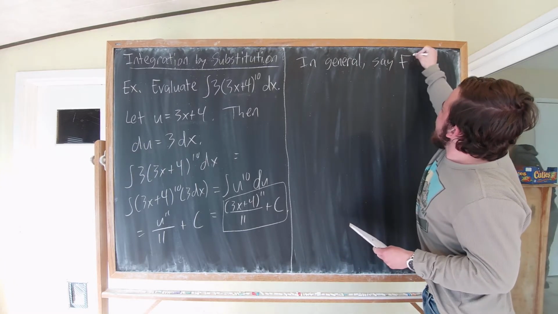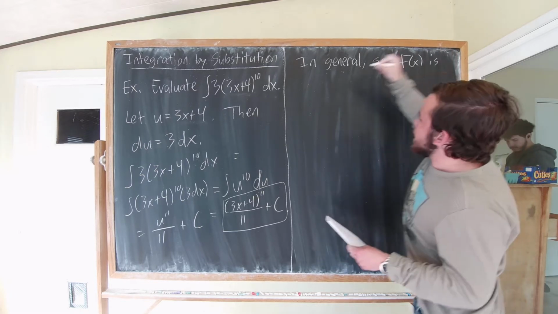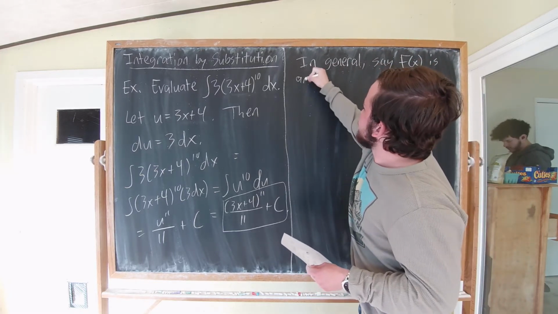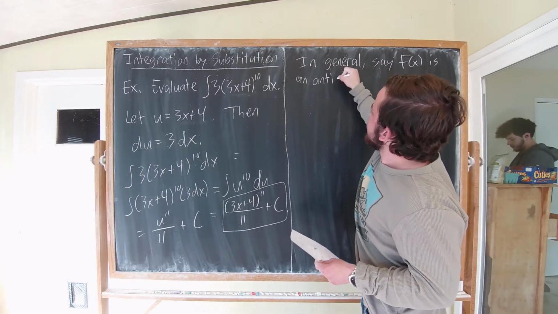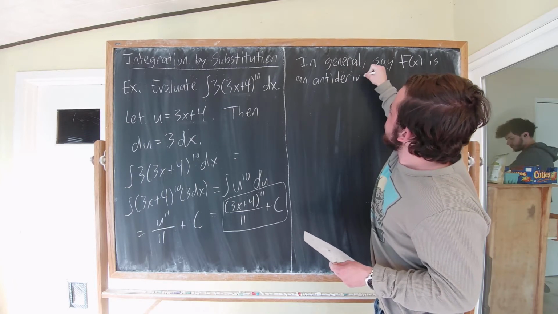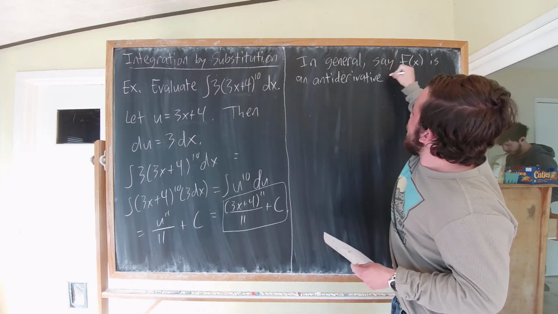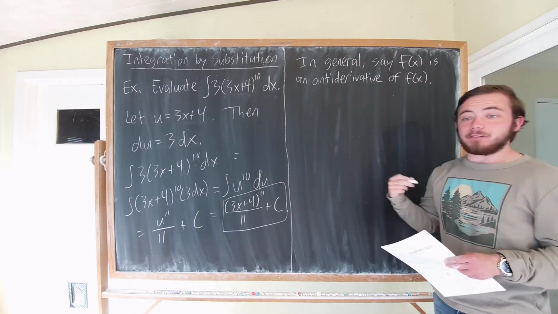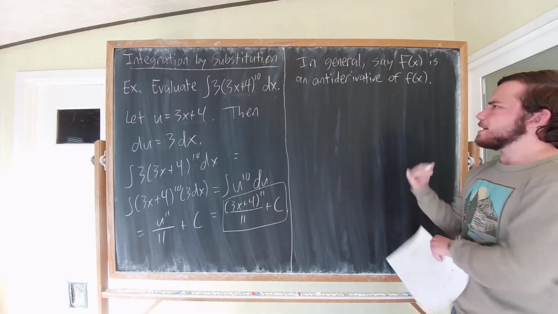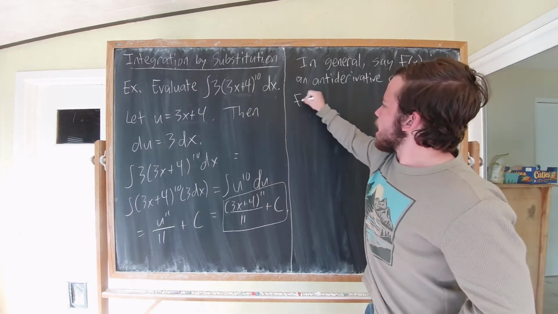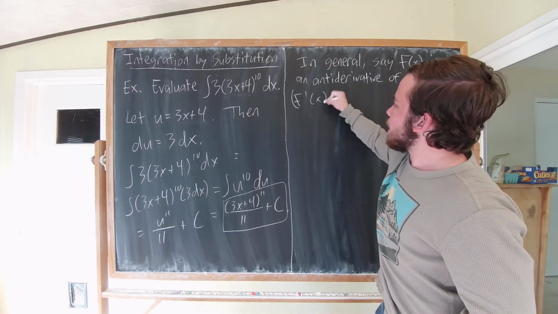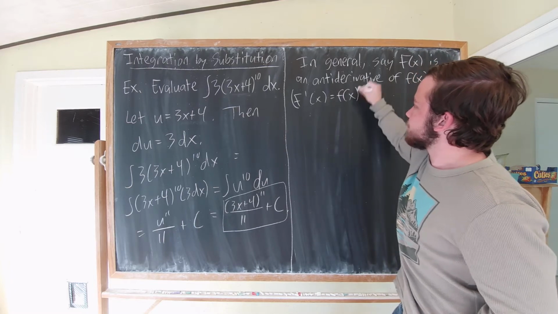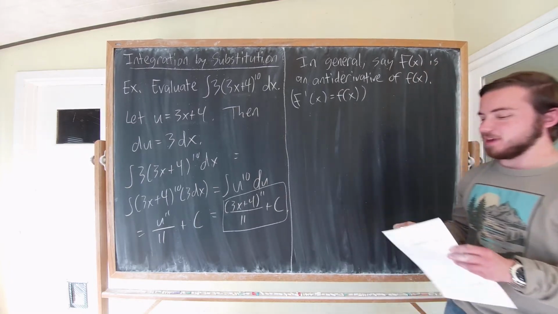Let's say capital F of x is an antiderivative of little f of x. Okay, so what does that mean? That means F prime of x is equal to f of x. That's what it means to be an antiderivative.